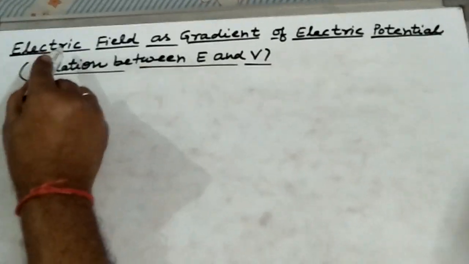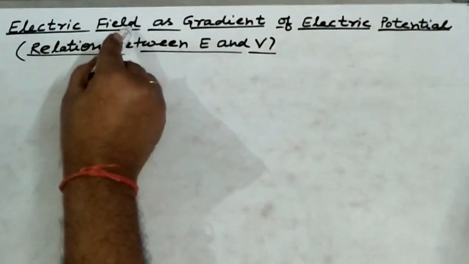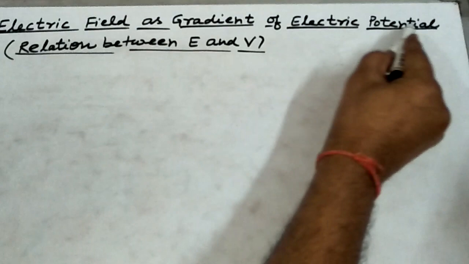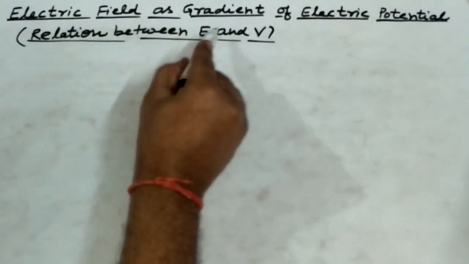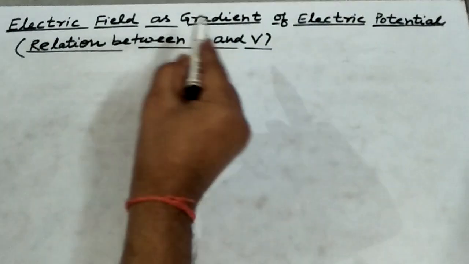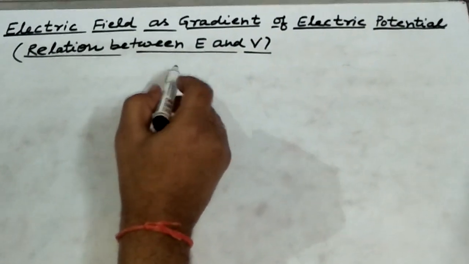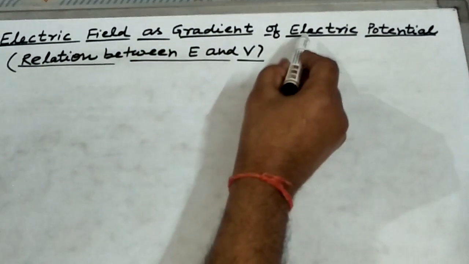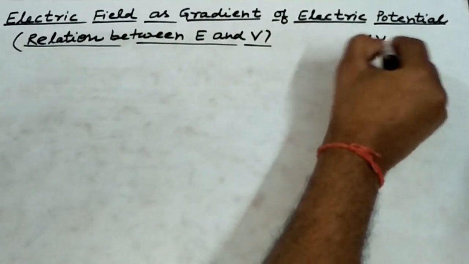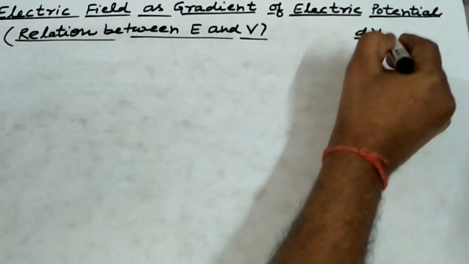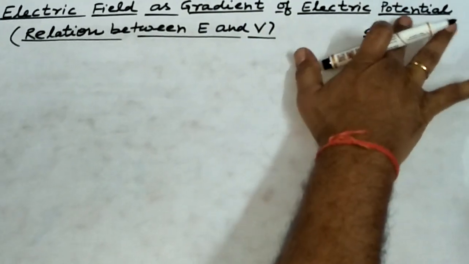In this video, I am going to discuss electric field as the gradient of the electric potential, which is also called the relation between E and V. In the previous video, I already discussed the potential gradient, where potential gradient is the change in potential with respect to distance, given by dV upon dr.